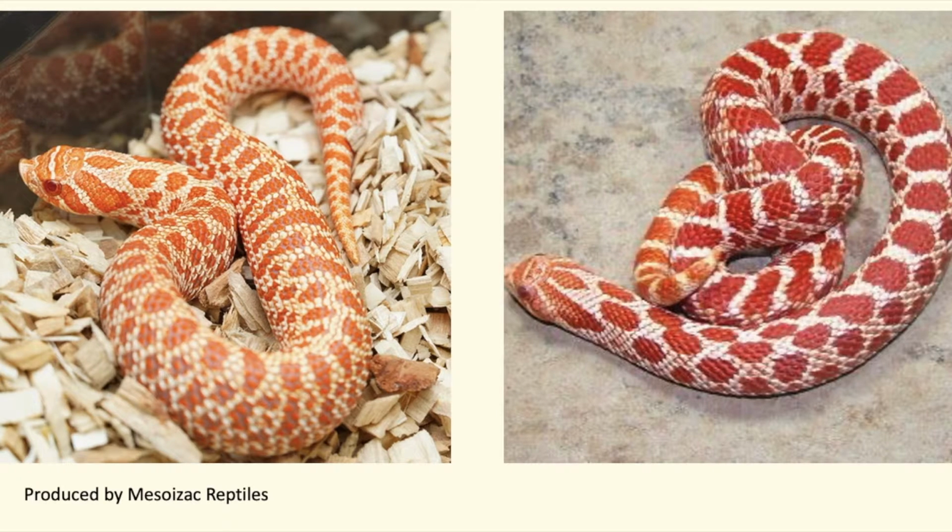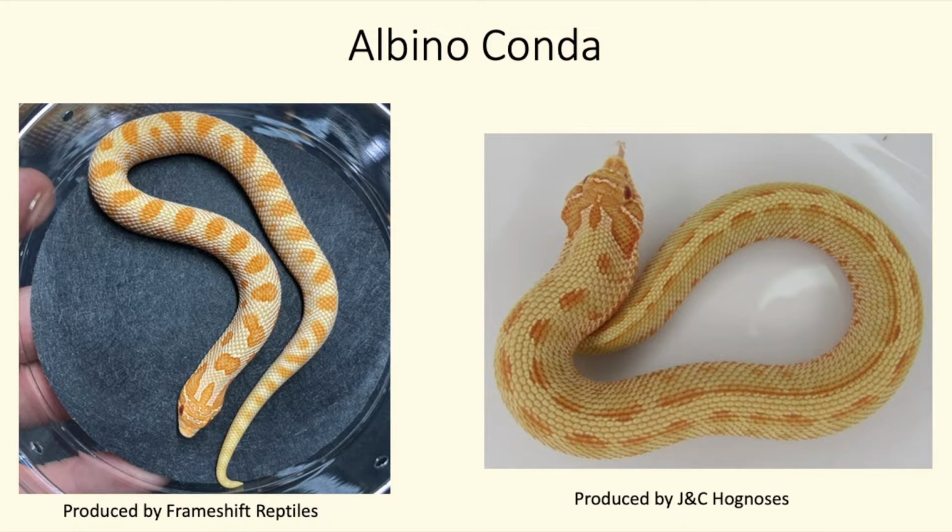Now we're going to start adding in some incomplete dominant genes, starting off with the anaconda, which is a pattern reduction. As you can see, these are two different colors compared to the first slide, and look at the patterns in terms of the anaconda gene. Shout out to JC Hognoses. He has some really cool pattern hognoses. He even has some with the tiger pattern, which I don't have an example of.